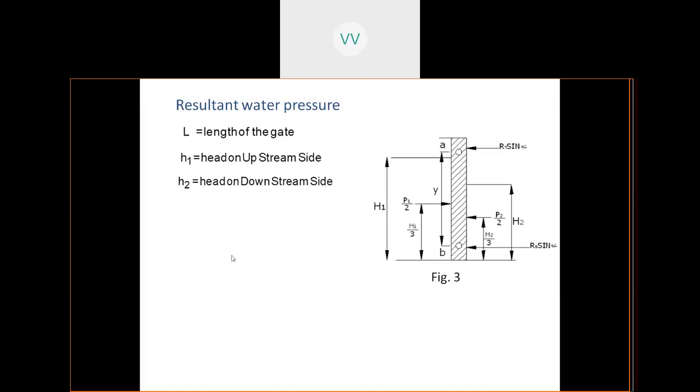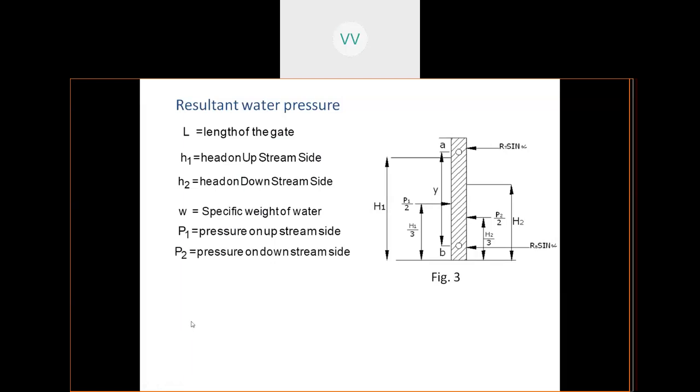Then H1 is equal to head on the upstream side, and H2 is equal to head on the downstream side. Small h is equal to specific weight of the water. Then P1 is equal to pressure on the upstream side, that means the total pressure on the upstream side. Then capital P2 is equal to total pressure on the downstream side.